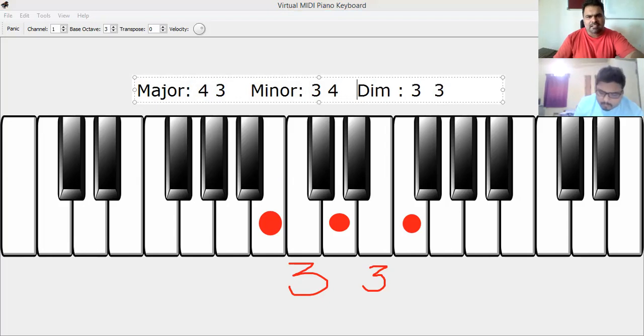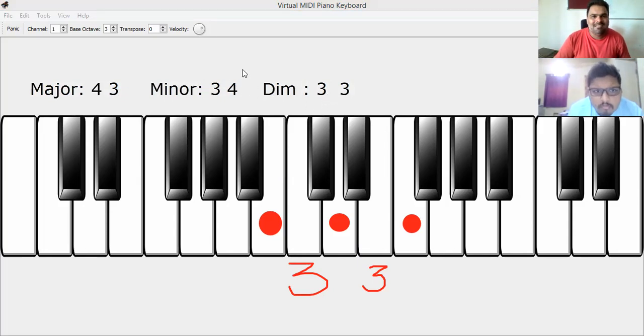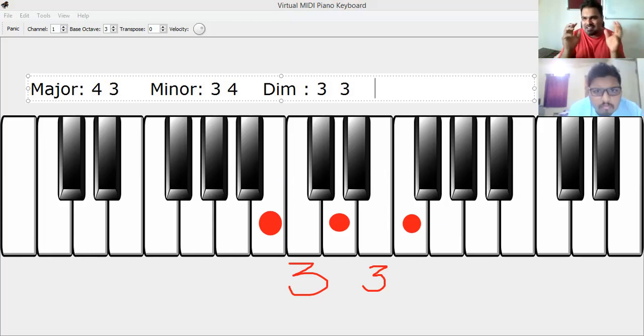Now there is another triad that we haven't covered. We covered major, minor, and diminished, and there's still one more triad. Can you guess what is the missing thing so far? We had 4 and 3, we have 3 and 4, we have 3 and 3. What combination is missing? There's another combination that is missing. We created a 4 and 3, a 3 and 4, and a 3 and 3.